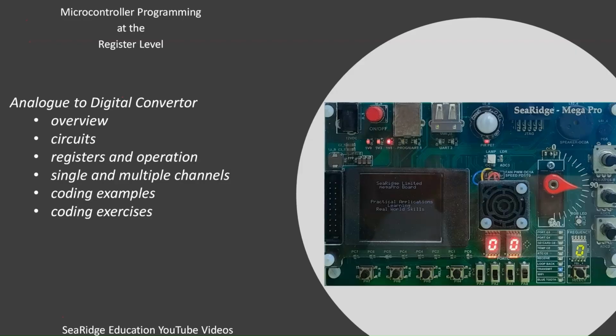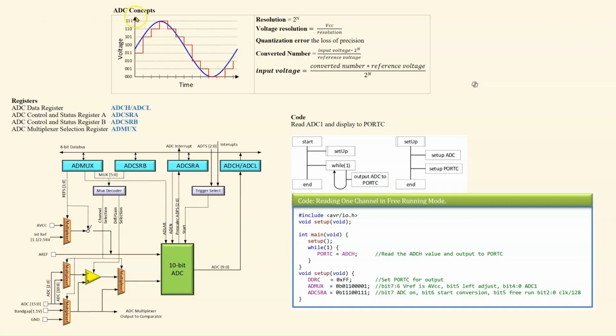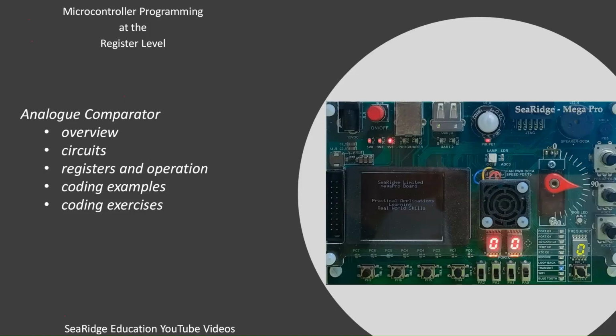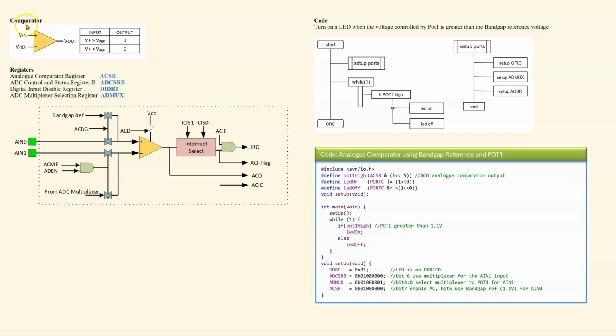I look at the analog to digital converter. We review ADC concepts. We look at the registers used with the ADC and how they interconnect. And then I give programming examples for using the ADC. I look at the Analogue Comparator. I explain what a comparator is, the registers and how to program them. This shows the internal structure, and then I give coding examples how to use it.